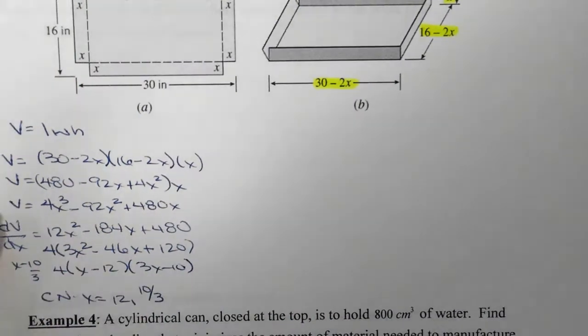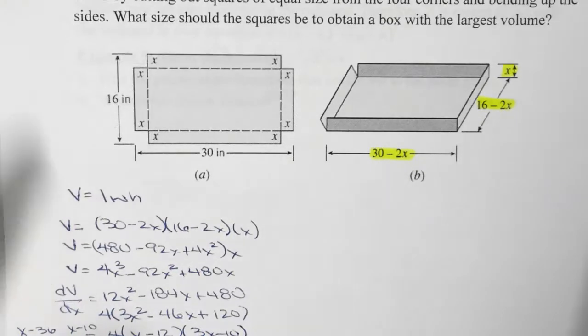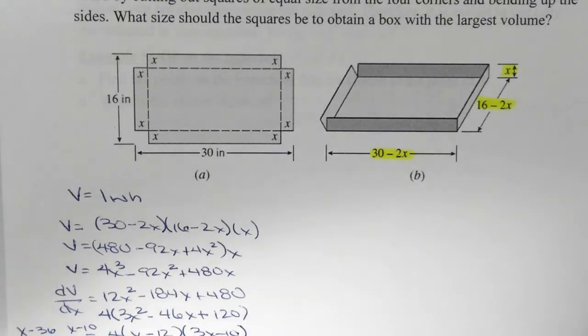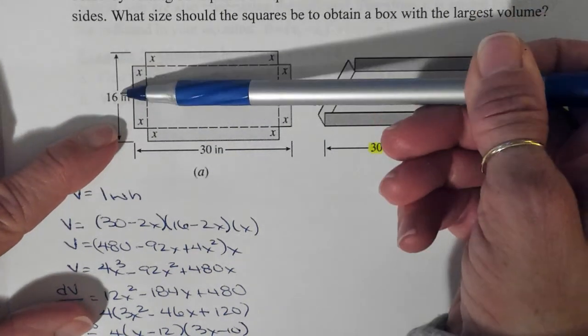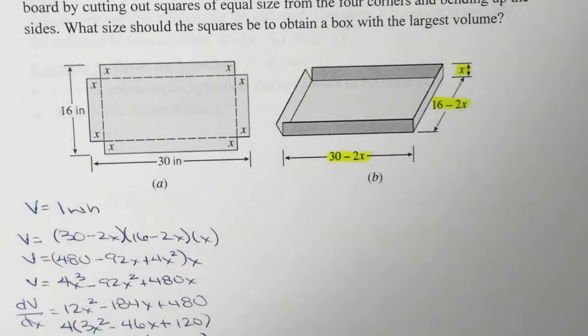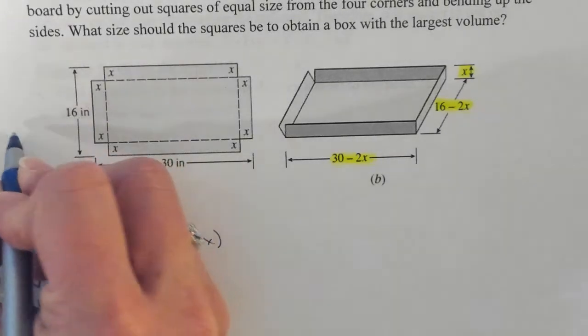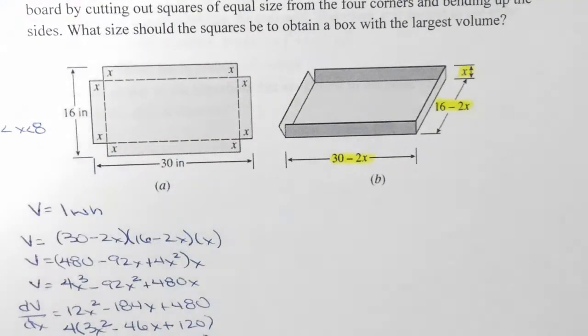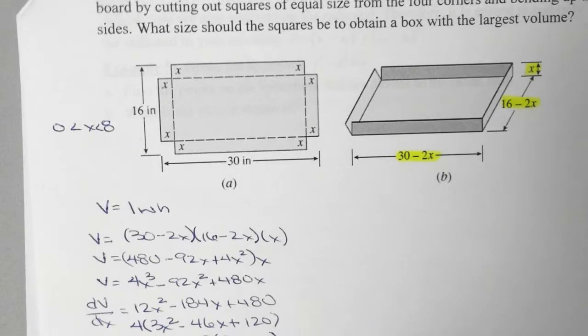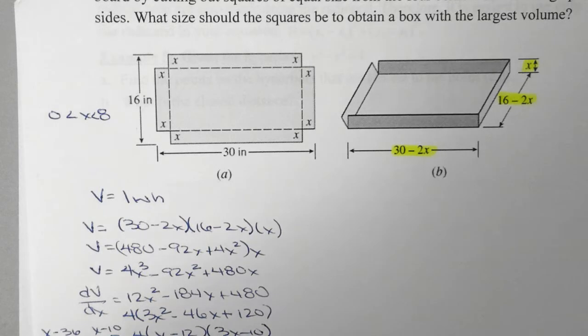Okay, this is how you're going to find your domain restriction. You will always take half of your smaller side. And the reason why is because if I were to cut 8 this way and 8 this way, I lose a side, right? So what we're saying is our dimensions have to fall between 0 and 8. Okay, they can't be equal to them. Does everyone understand why we don't pick the larger side? That question always comes up.